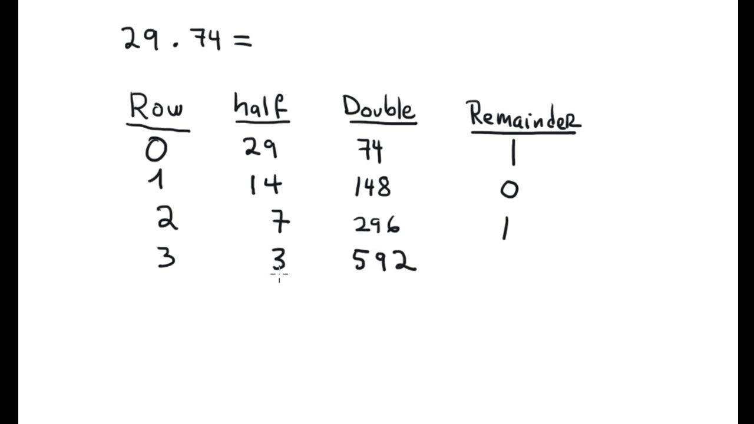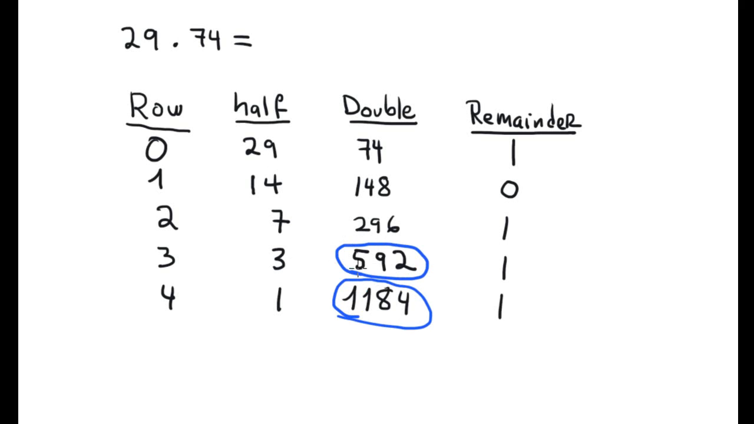Now 3 divided by 2 is 1, of course remainder 1. And duplicating this is 1184, and finally the remainder is 1. Okay, so basically we have to add this number, when the remainder is 1, this number, and this number.